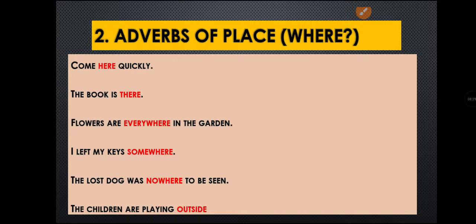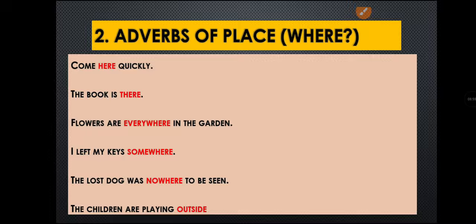Come here quickly. Come. Where? Here. So you see, it is telling about the place. So here, this is the adverb which is telling us about a place. That is why it is adverb of place. Let's have the next examples. The book is there. The book is where? There. You see the place.